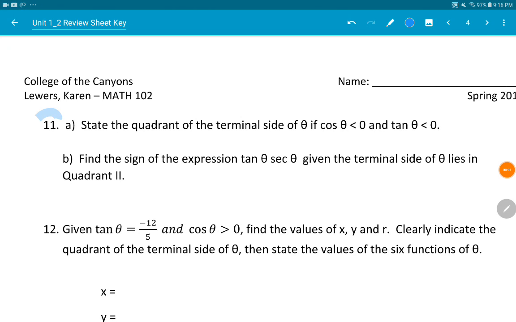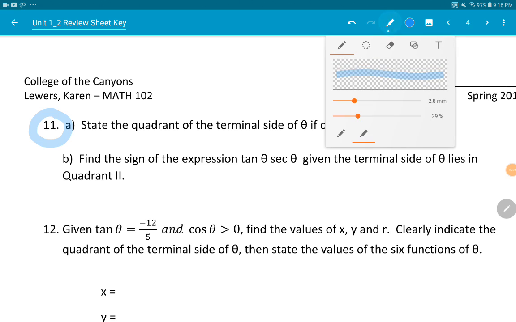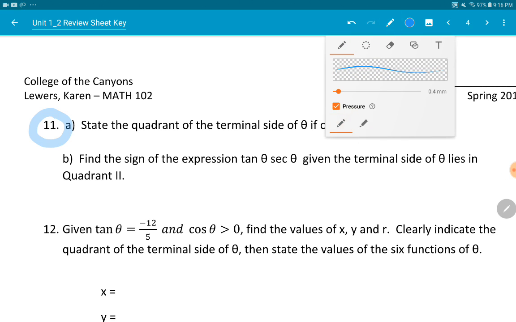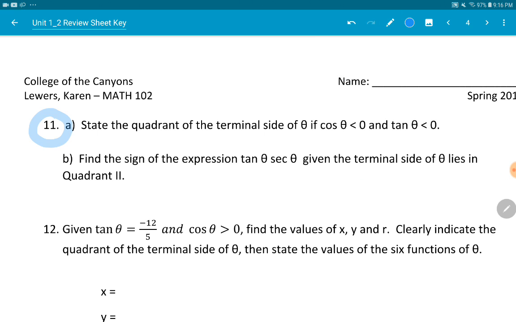Okay, let's do number 11 from the Unit 1-2 review sheet to get ready for that Unit 1-2 test. And there's two methods to do this. So here we're stating the quadrant of the terminal given some signs of the trig functions. So we have two methods.